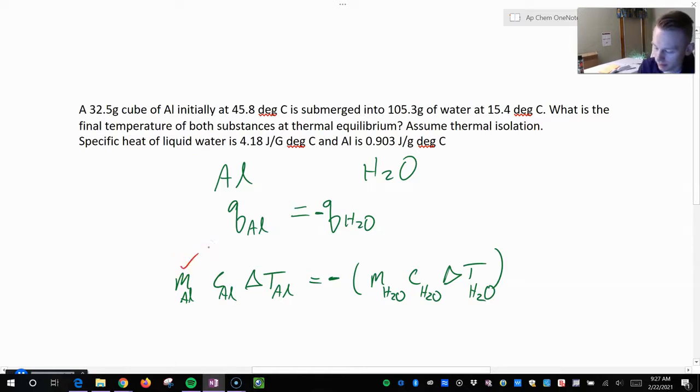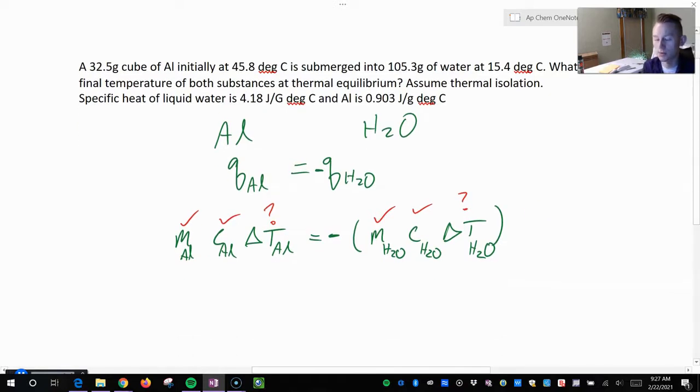So we know what the mass of the aluminum is. We know the specific heating capacity of this aluminum. We don't know the temperature change of the aluminum. We know the mass of the water. We know the specific heat of the water. We do not know the change in temperature of the water. So it seems like we have two unknowns, but we can be a little bit creative here and substitute in final minus initial for each of the changes in temperature, and that's how we're going to end up with only one unknown and solve the problem at the end.